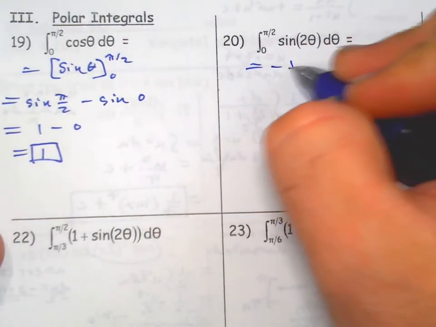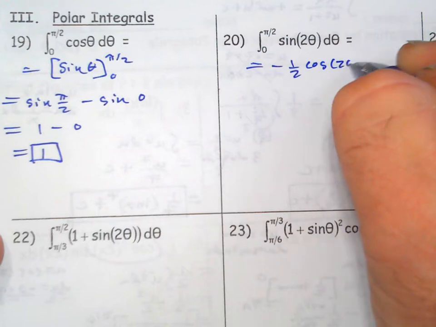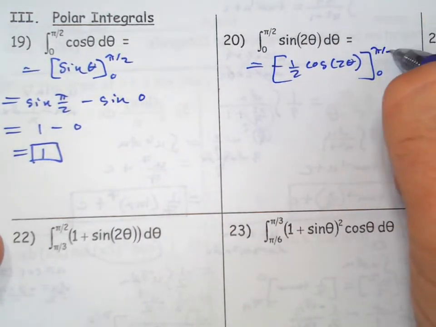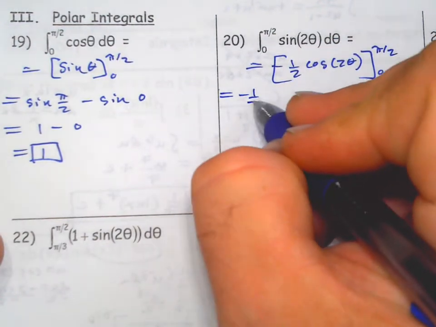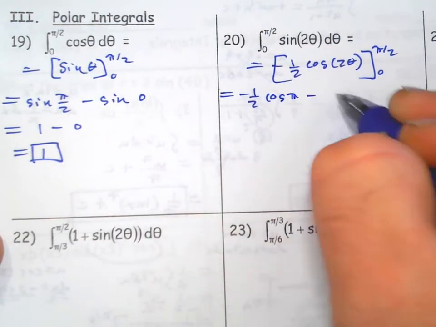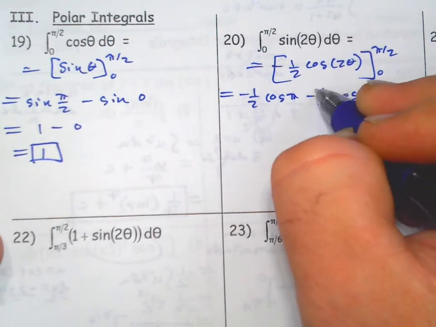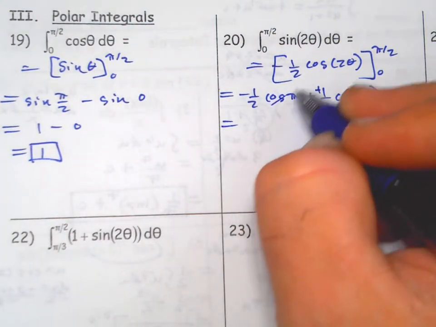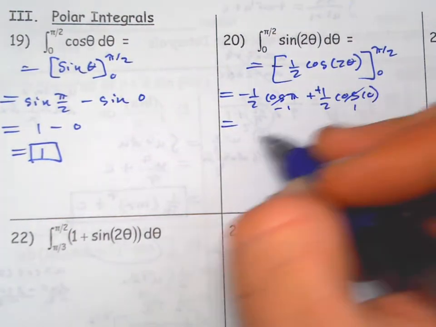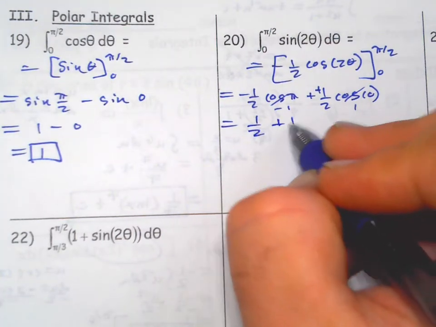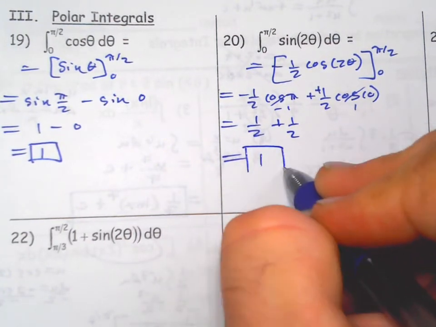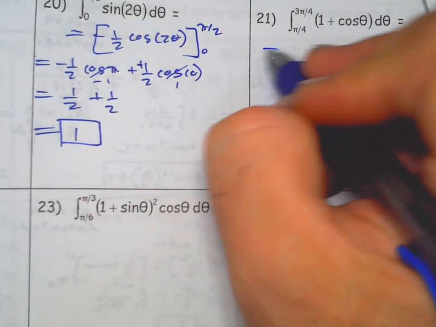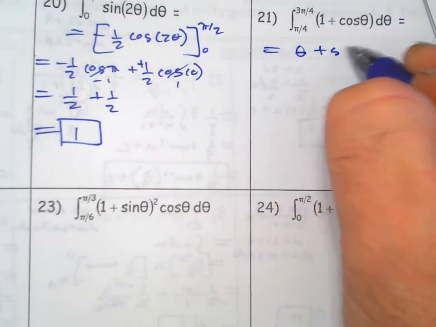It's going to be negative 1/2 cosine 2 theta. Need the 1/2 because of the chain rule. It's negative because you're starting with cosine. So cosine of pi, cosine of 0. So that's going to be negative 1. Right, that's going to be a positive 1. So it's going to be 1/2 plus 1/2 equals 1. Okay. Next one is going to be theta plus sine theta.